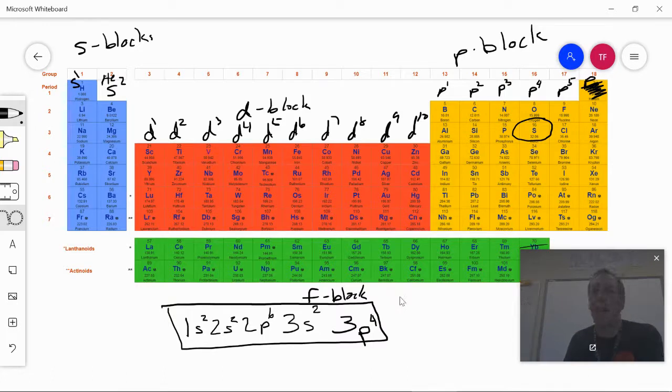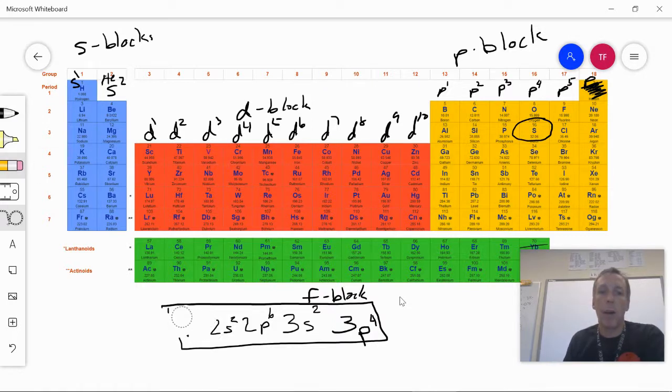We didn't have to use the diagonal chart. We didn't have to use anything else. We just followed the order on the periodic table to get that. So hopefully that made sense to you. Let's try another one and see if it makes sense to you. We'll try a slightly harder one.